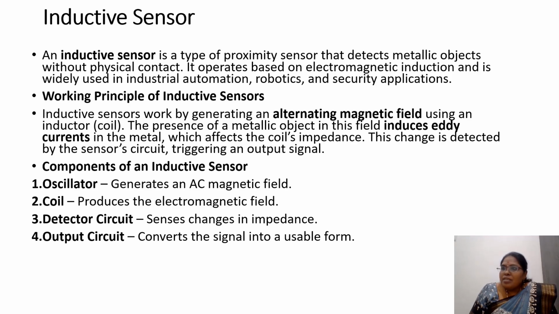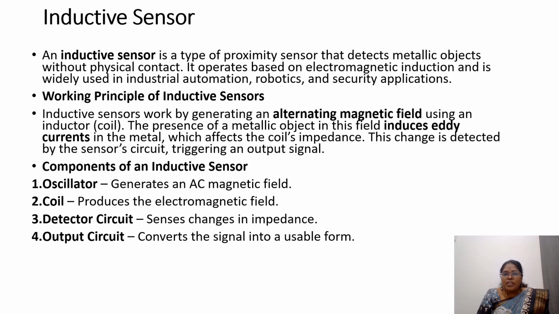So next comes the inductive sensor. A resistive sensor measures the change in the resistance. Inductive means it will measure the change in the inductance. The inductive sensor is a type of proximity sensor. A proximity sensor will detect metallic objects without any physical contact. It is based on the principle of electromagnetic induction, and it's widely used in automation, robotics and security applications.